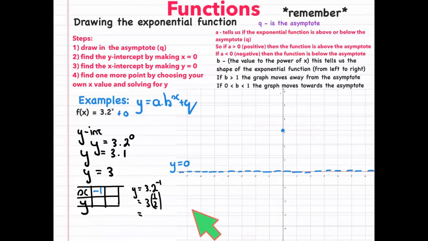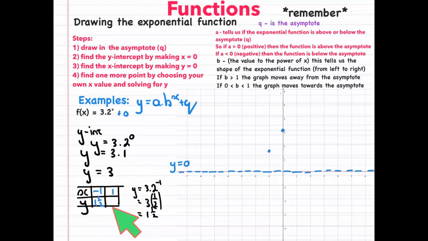And we know that this is a half because 2 to the power of negative 1, we move it to the bottom of the line, it's 1 over 2, and that means it's 3 over 2, which is 1.5, right? So if x is minus 1, y will be 1.5. So let's go and plot that point. X is minus 1, and then y will be 1.5, which is between 1 and 2, so it is right over there.